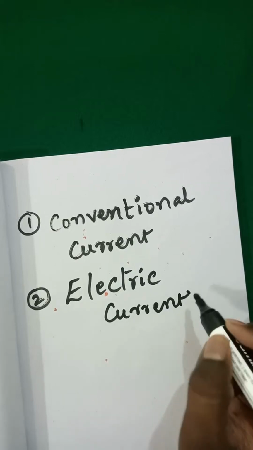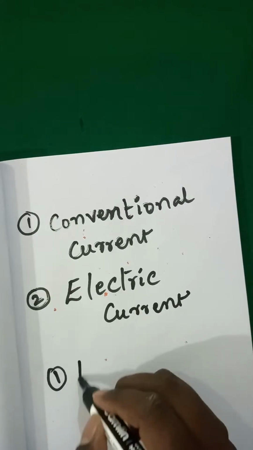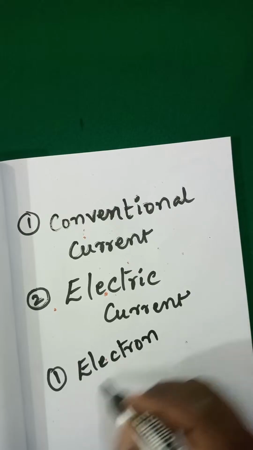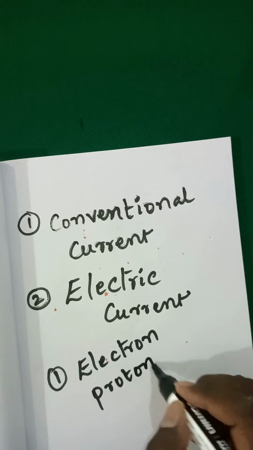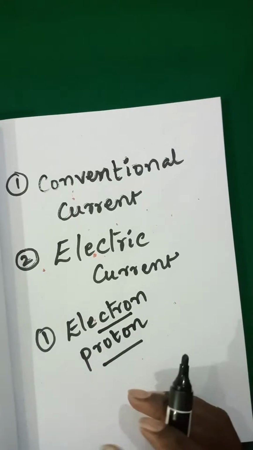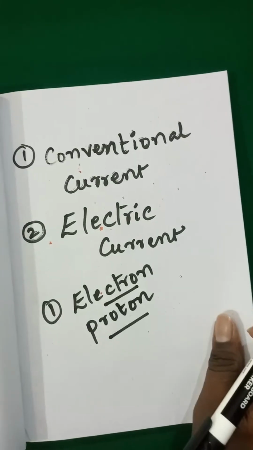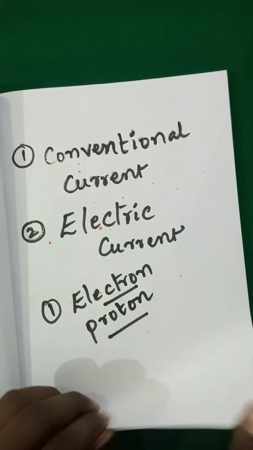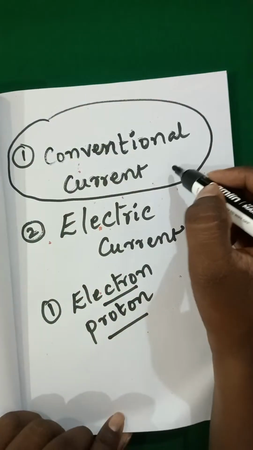Okay, so before finding the electron and proton, scientists gave the statement: the flow of positive charges. So if you are taking the electric circuit, I'm talking about conventional current. Now I will discuss conventional current.